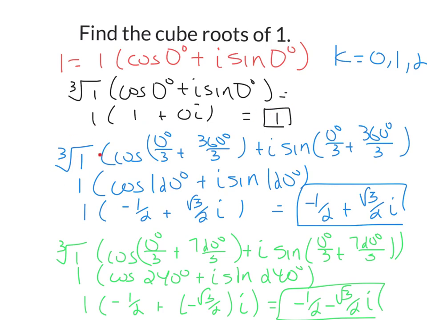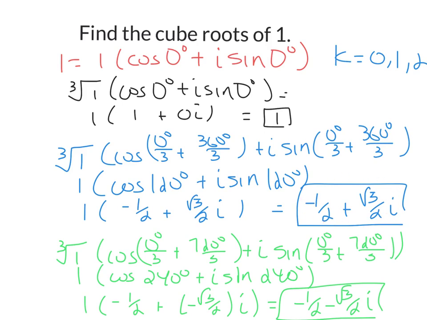Second one: cube root of 1 times cosine of 0 degrees plus 360, 1 times 360 is 360, both of them over 3. Same thing with sine. Basically, it's 360 divided by 3, which is 120. 120 is one you should know. It's really 2 pi over 3, or 60 degrees in quadrant 2. Cosine is negative 1/2. Sine is square root of 3 over 2. 1 times anything is itself, so there's the second cube root of 1.